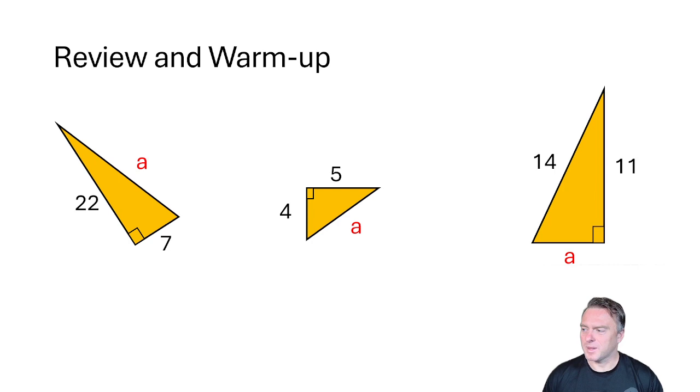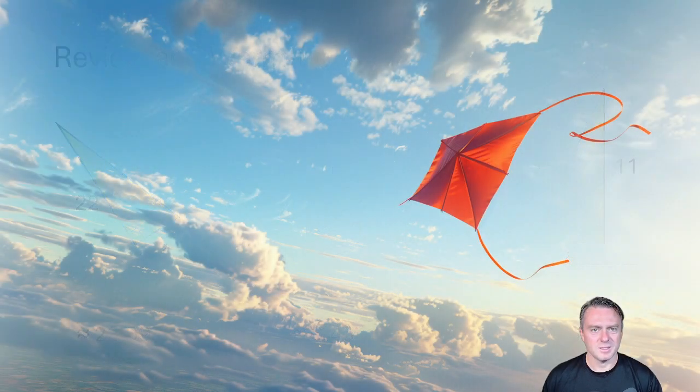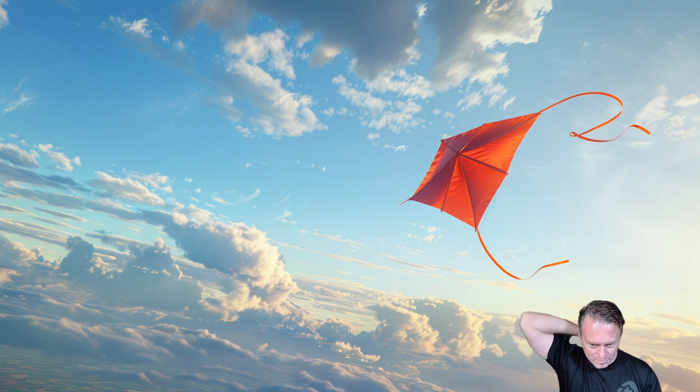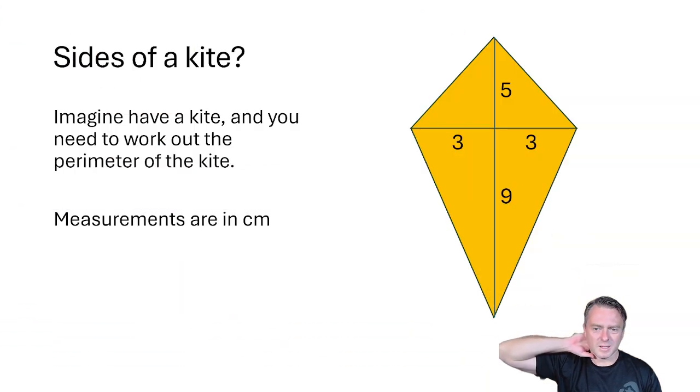So I hope that's given you some ideas of how you can use Excel to make it a bit easier. We're going to do a bit more of a problem solving question now. We're going to find the perimeter of a kite. Hopefully you have seen this type of shape before, and I've put in some measurements here for you to have a go at. Just pause the video and see how you go.